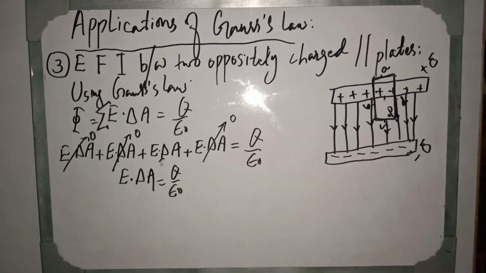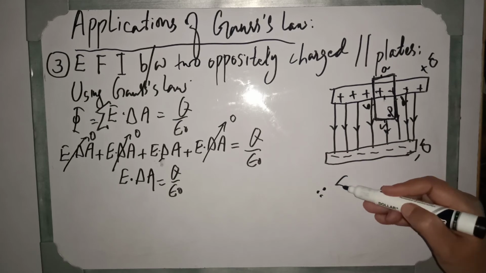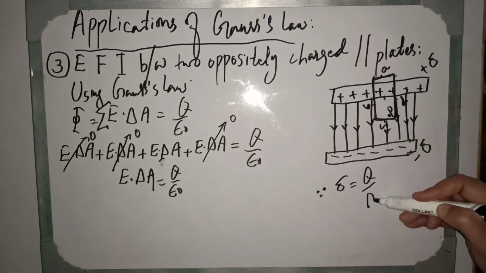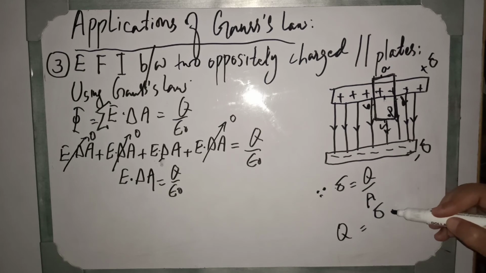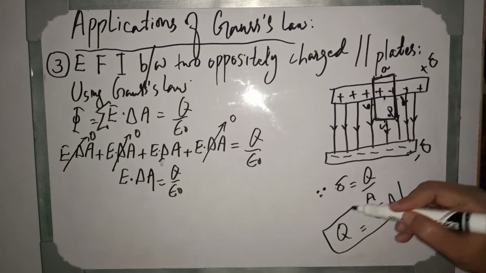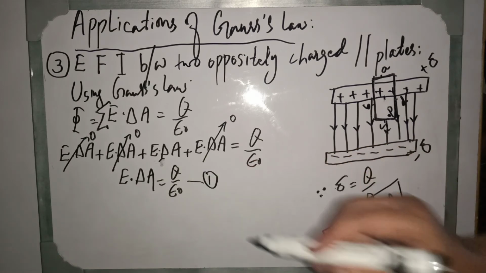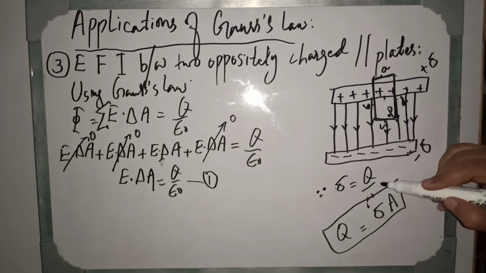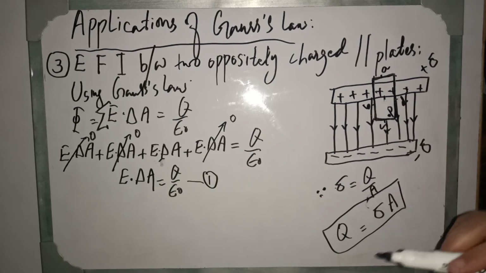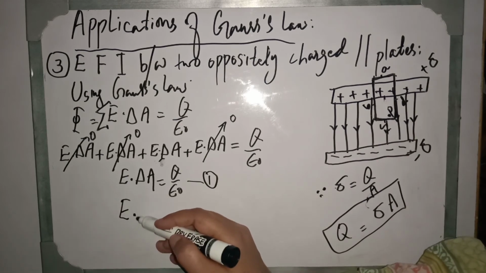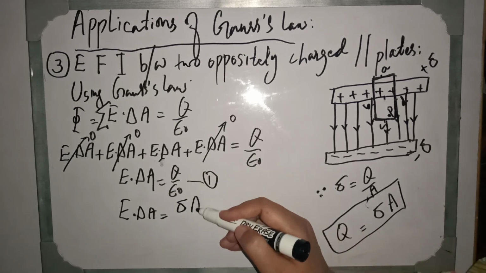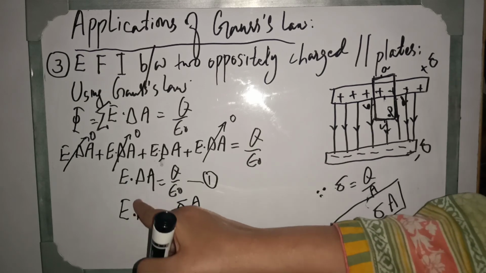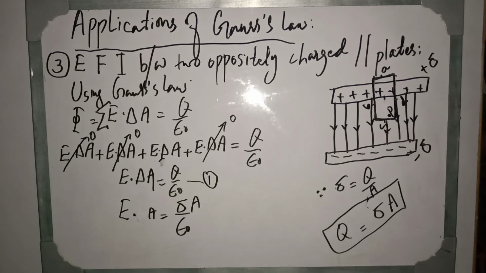Now again we will use surface charge density, with the relationship that surface charge density is equal to charge per unit area. If surface charge density is charge per unit area, then charge is equal to surface charge density multiplied by area. Say this is equation number 1, and I use this relation in equation number 1. I will write E dot delta A is equal to, instead of Q, sigma A, over epsilon naught. Instead of writing delta A, I will write only A, because delta A and A mean the same.